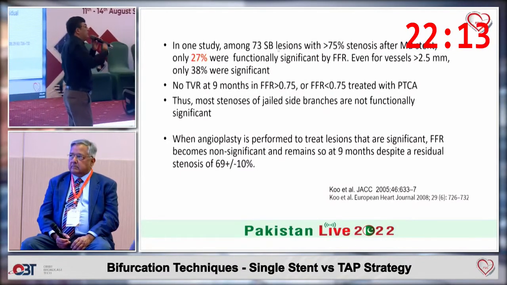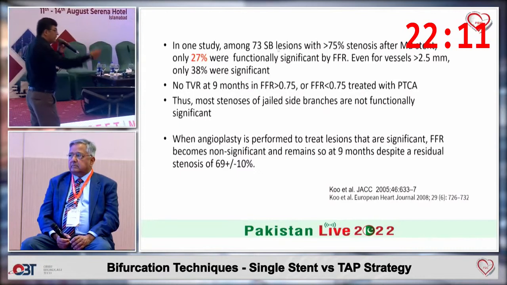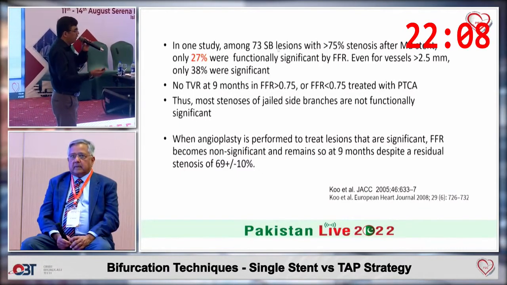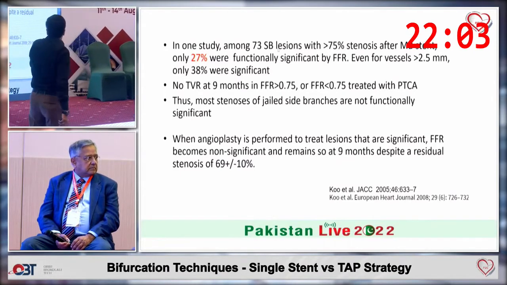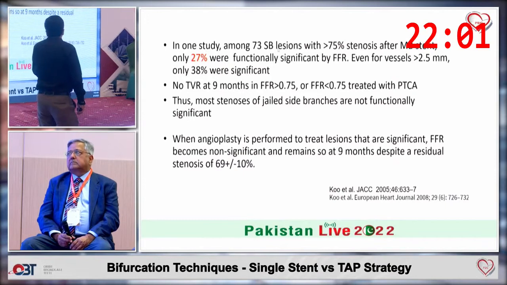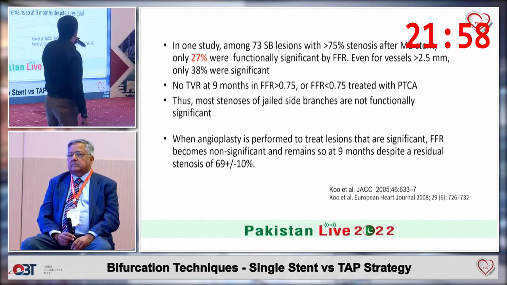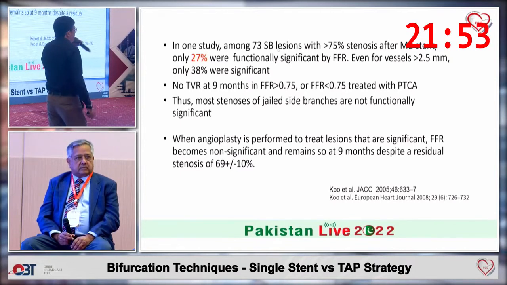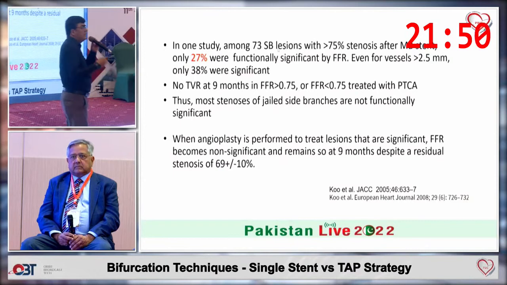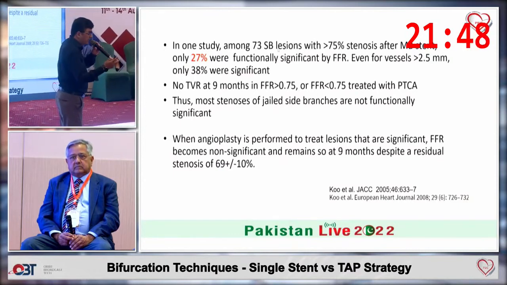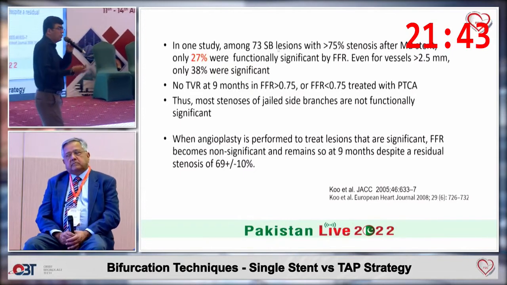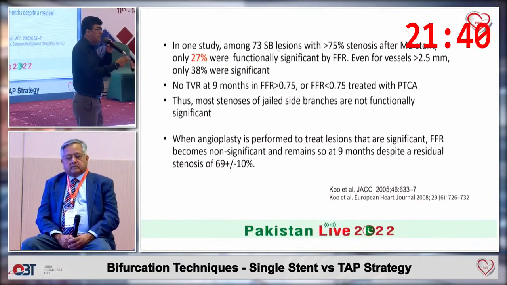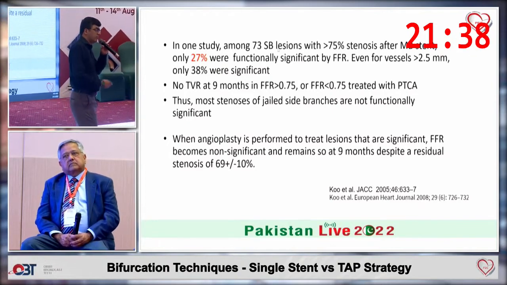Over a period of time, that artery tends to come back because of the increased flow, because of the endothelialization and all that process. So even if that vessel is stented, you can see that the TVR was not much different over a period of 9 months. So when angioplasty is performed to treat a lesion that is significant, FFR becomes non-significant and remains so at 9 months despite a residual stenosis of up to 70%. So it's very important, because most of the time it can be the carina shift rather than the plaque shift. So your sizing of the balloon is very important. You always size to the distal to avoid any plaque shift or any significant carina shift as well.